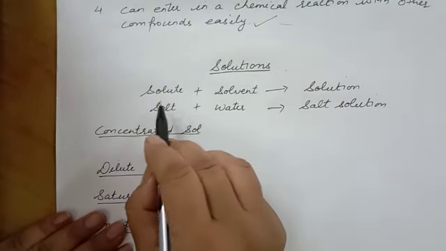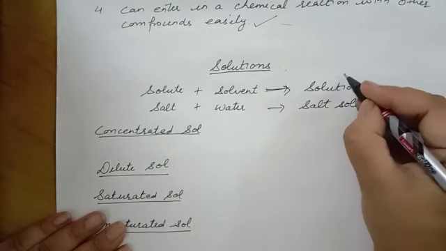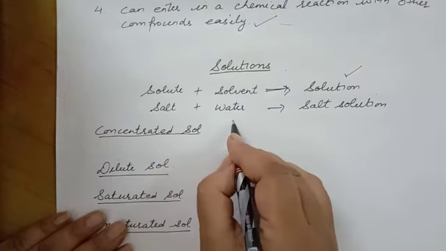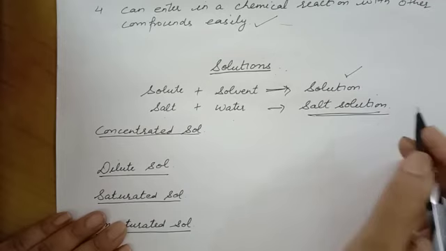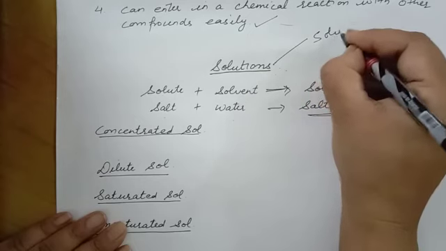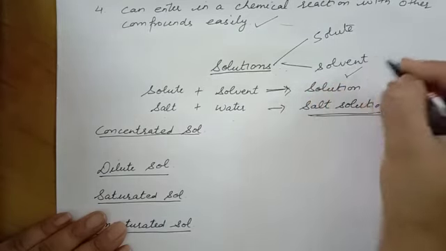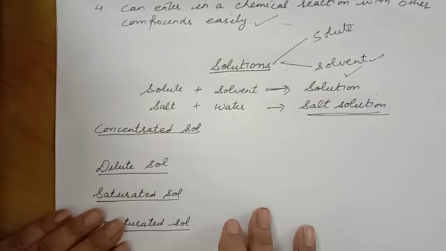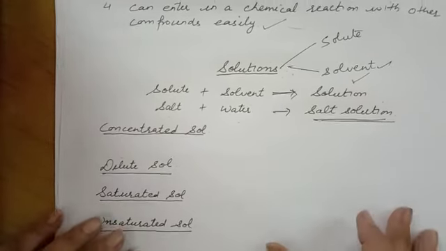Solution is solute plus solvent. We are getting a product, solution. For example, if we put salt in water, we are getting salt solution. So solution is made up of two parts. One is solute and the other is solvent. And we have already done, water is a universal solvent. That means water can dissolve almost every compound.